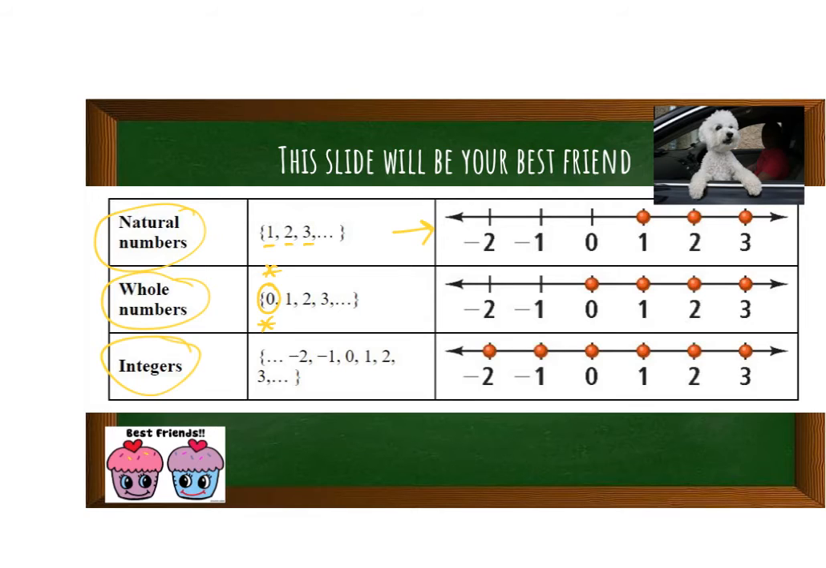And integers. Integers are any number that is positive or negative that is a whole number, okay? So it goes from -1, -2, to +1, +2, all the way through to infinity in both directions, okay?